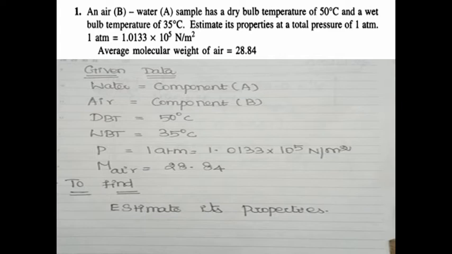So the objective of this problem is to estimate its properties. Its properties mean air-water system properties. So one thing is very important here. The psychrometric chart is only applicable for the air-water system. If the problem has any other system, the psychrometric chart is not applicable. Are you clear? Okay.